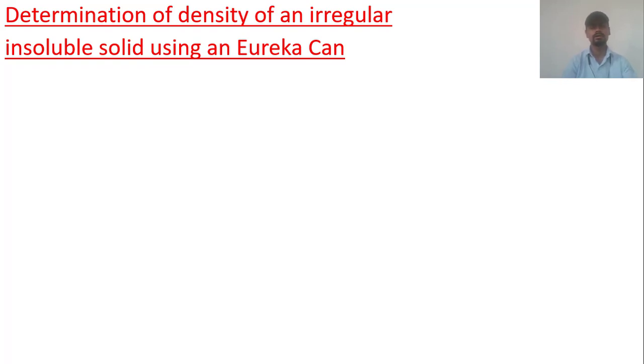In the previous lecture we saw that we use a measuring cylinder. First we need to measure the volume, and when we insert the solid in the measuring cylinder, the volume rises up and we note down the second volume. Then when we find the difference, that gives the difference in the volume, and that is nothing but the volume of that particular solid. Now today we are going to determine the density of an irregular insoluble solid using an Eureka can.